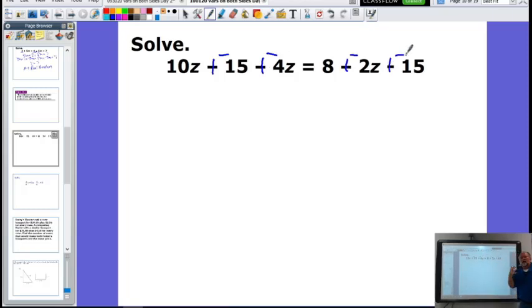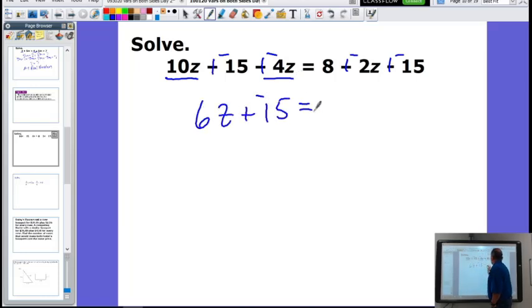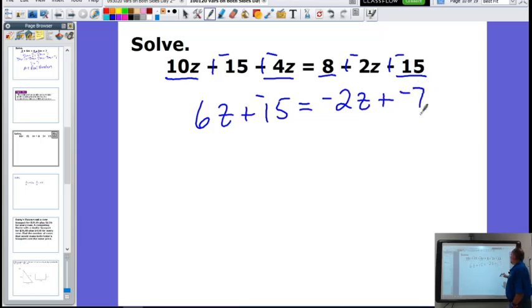Now I can combine anything that looks alike, any like terms. So put those together, try to simplify things. And you'll notice here on the left-hand side, I've got a 10z and a negative 4z. Well, when I put that together, I could get 6z plus negative 15 equals. And on the right-hand side, I've got the 8 and the negative 15 I could put together. So I'd write it as negative 2z plus an 8, positive 8 plus negative 15 gives me negative 7. Okay, so now, once I've simplified it, doesn't look like anything's going to eliminate, so we just begin.